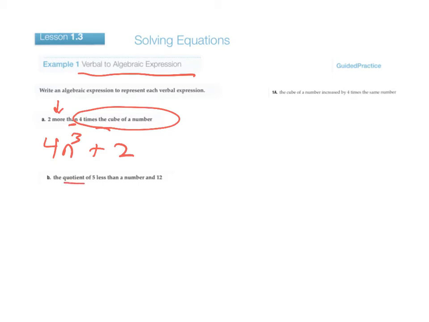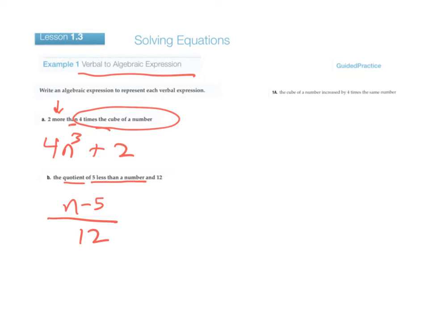Quotient means division, and division is a fraction. So the quotient of 5 less than a number and 12. So the first thing we are going to write is 5 less than, and there's that word than again. So a number minus 5. And because it's a quotient, we're going to write a fraction and then write 12. So the first thing that you read is written on top of the fraction. Second thing is on the bottom of the fraction, and then we have to account for the word than.